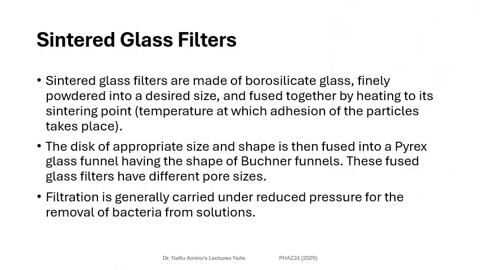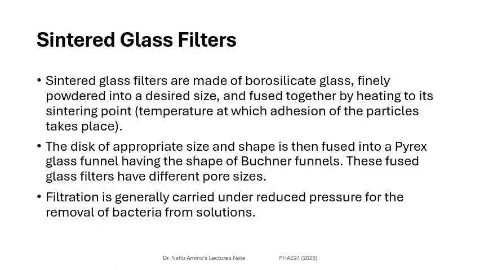Then the next one is what is called sintered glass filters. Sintered glass filters are made of borosilicate glass, finely ground into a desired size and fused together by heating to a sintering point. Okay, so these filters are made with a borosilicate glass which is ground in a powdered form and then fused together using a heating process.